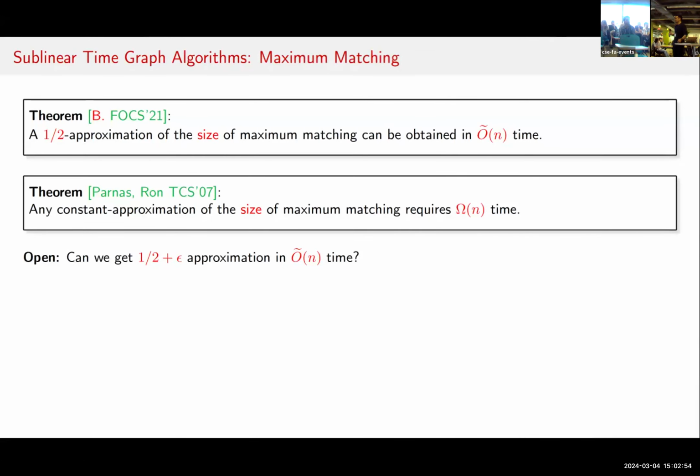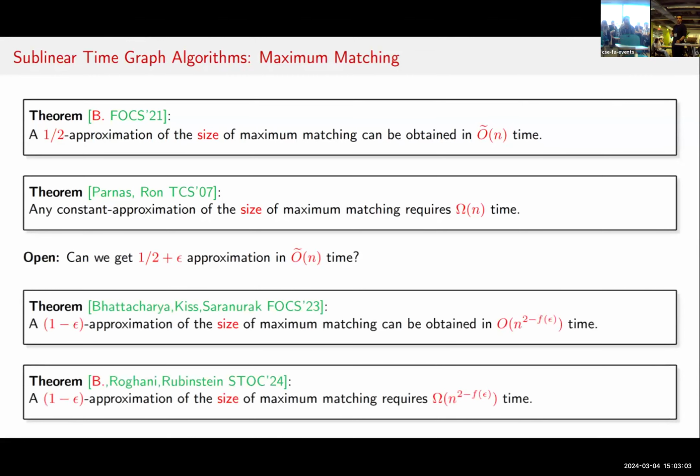We could also ask, what about just sub-quadratic algorithms? What's the best approximation that can be achieved? There's been a sequence of works. There was a really nice FOCS 23 paper by Bhattacharya, Kiss, and Saranurak. They showed that indeed you can get a Vizing-type approximation with sub-quadratic time, n to the 2 minus some f of epsilon.